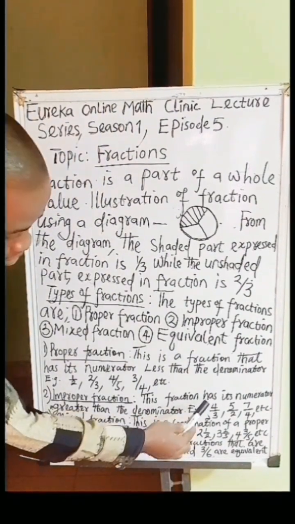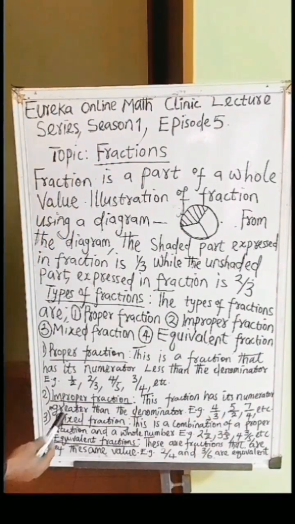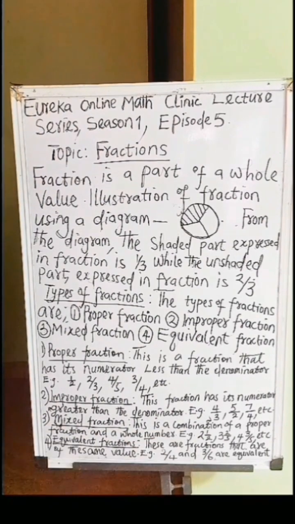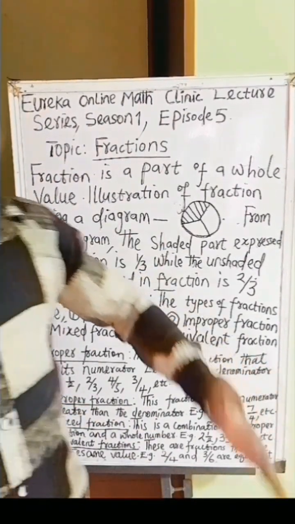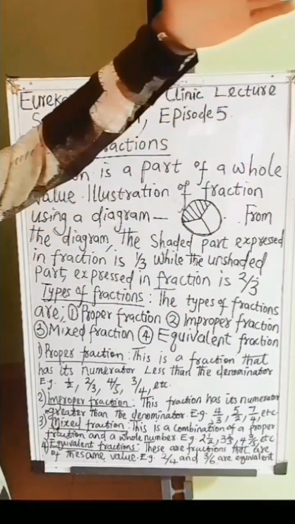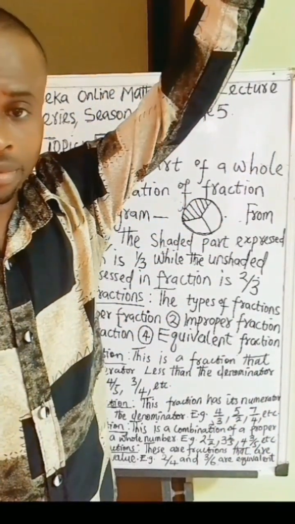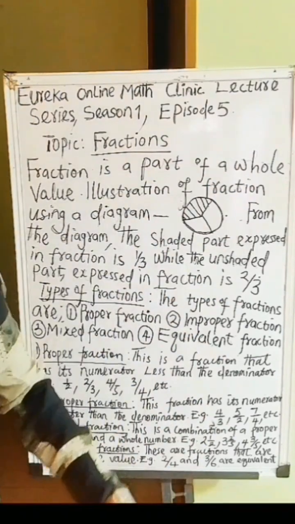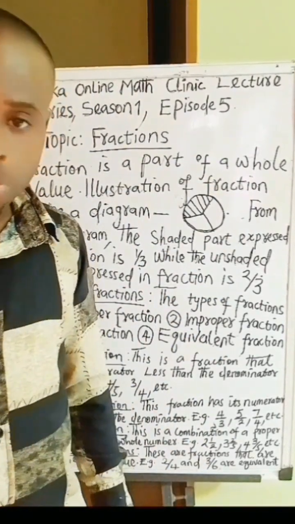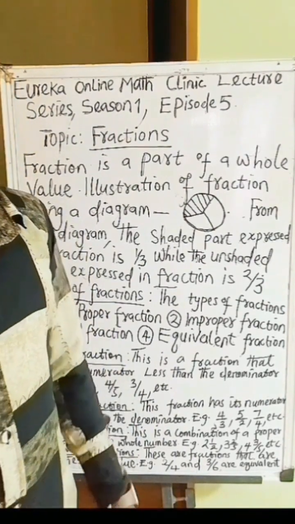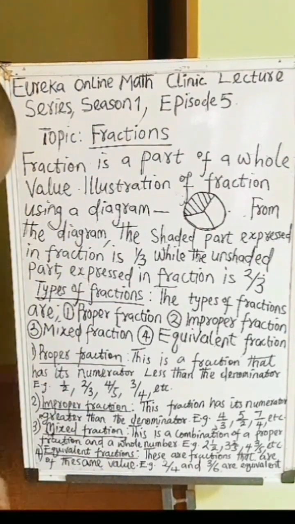2. Improper fraction. When is a fraction said to be improper? This is a fraction that has its numerator greater than the denominator. So an improper fraction has its numerator, that is the value that is up, greater than the denominator, the value that is down. So in an improper fraction, the value on top is greater than the value that is down.